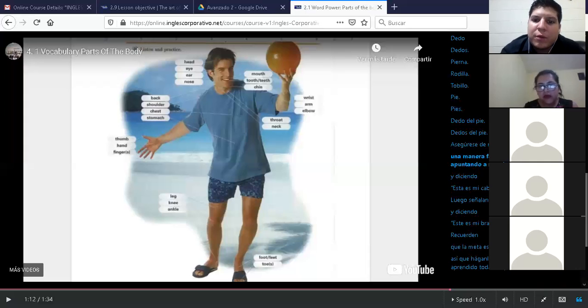Throat. Again. Throat. Arm. Very good. How do you say antebrazo? Forearm. Remember, forehead va antes de la cabeza. Forearm, antes de esto del brazo.